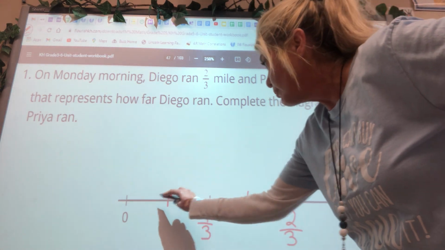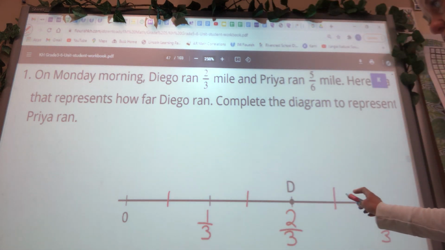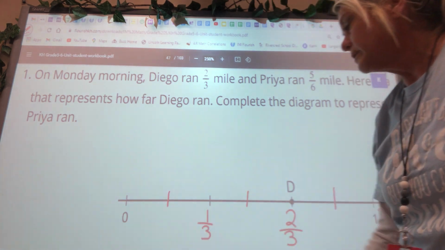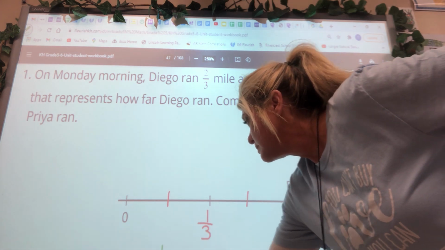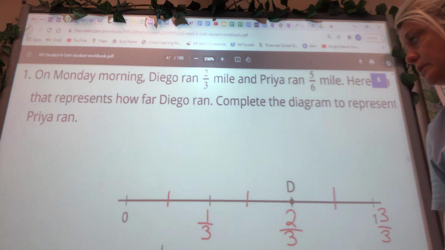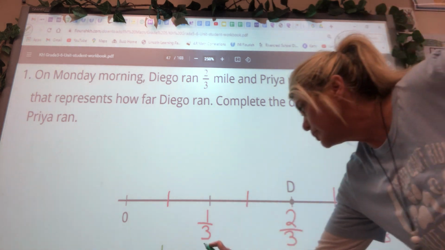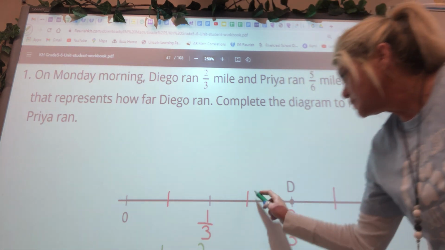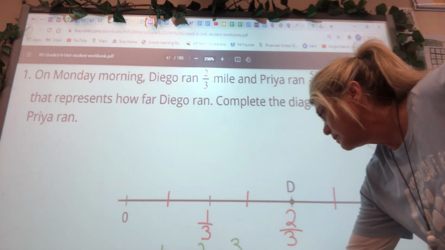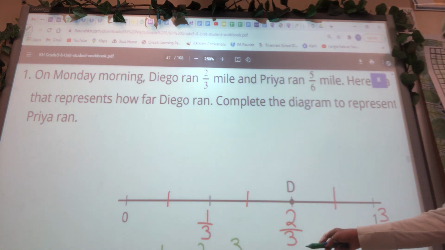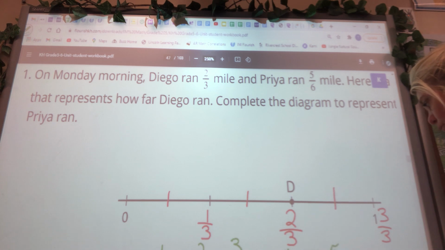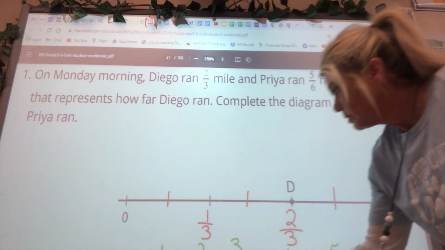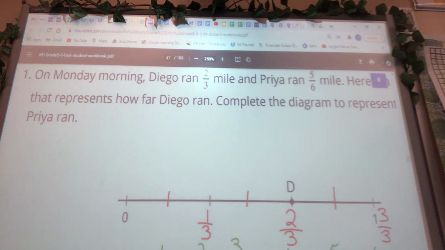So we have 1, 2, 3, 4, 5, 6 sections. So this first one would be 1/6. This is equal to 2/6. So this one would be 3/6, and this one would be 5/6. And 6/6. 1 is 3/3. Okay. So now it's easier to see how far Priya ran.